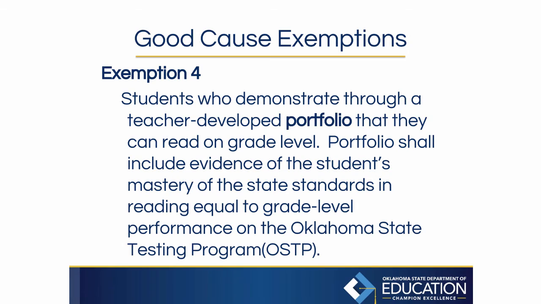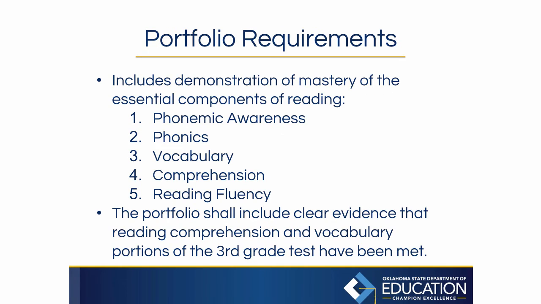All right, good cause exemption number 4. Students who demonstrate through a teacher-developed portfolio that they can read on grade level. The portfolio shall include evidence of the student's mastery of standards equivalent to what they would be tested on in the OSTP. If you will go to the State Department of Education website and go to RSA teachers and coordinators, there's additional guidance there. We're going to show you that at the end of our presentation. We'll take you to the website and show you.